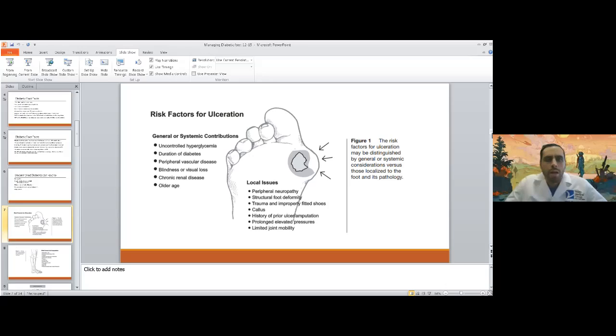Yes, thank you. Okay, so some of the risk factors for ulcerations. The general ones include uncontrolled hyperglycemia, the duration of the diabetes, peripheral arterial disease, blindness or visual loss, chronic renal disease, and older age. And some local issues include peripheral neuropathy, structural foot deformities such as bunion or hammer toe, trauma and improperly fitting shoes, calluses or pre-ulcerative lesions, which lead to ulceration, history of prior ulcer or amputation, prolonged elevated pressure, and limited joint mobility such as arthritis.